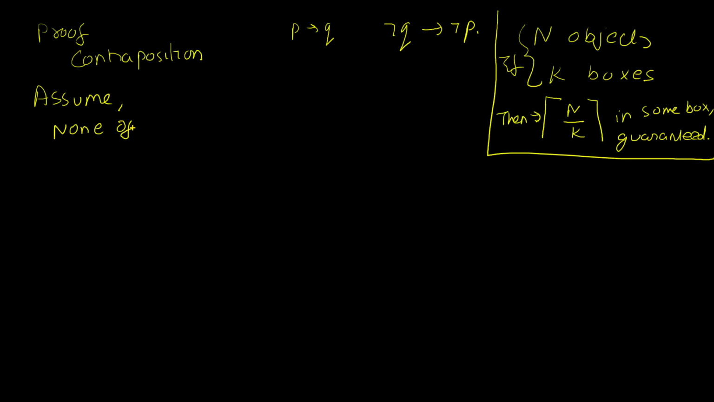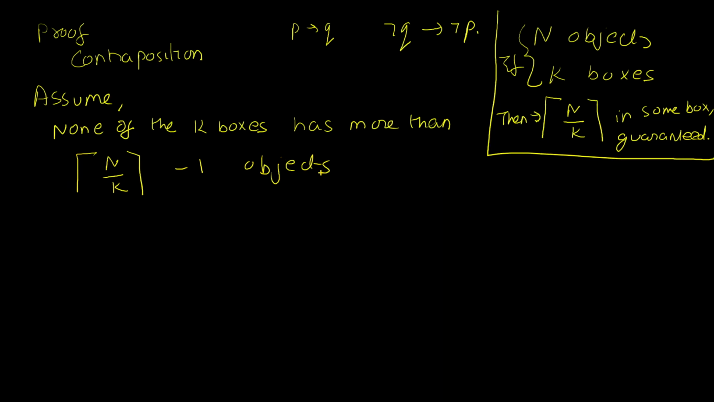So we'll assume that none of the K boxes has more than the ceiling of n by K minus 1 objects. And why do I need the minus 1 here? Because I want to negate something like at least 5. If you want to say that at least 5 is false, you have to say at most 4. Okay, because at least 5 will be 5, 6, 7 or any number that is greater than 5 because it is at least 5. And if it is not true, the number should be less than 5. So it can be at most 4.